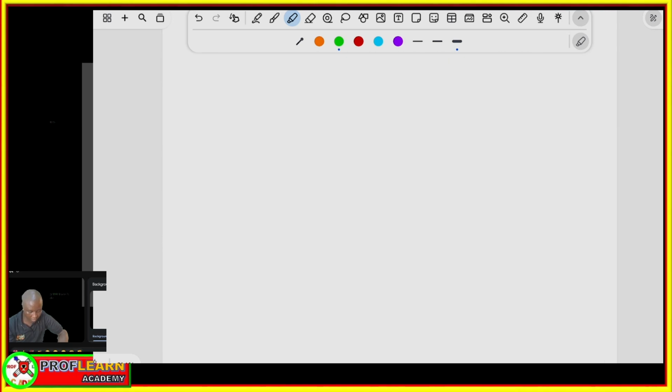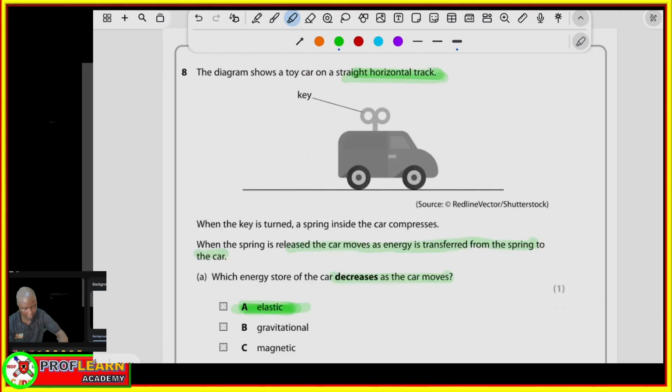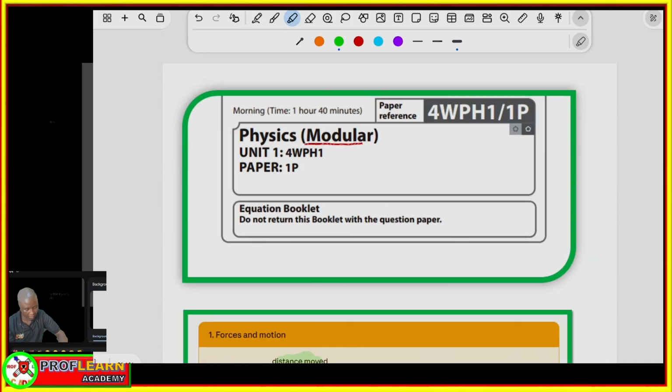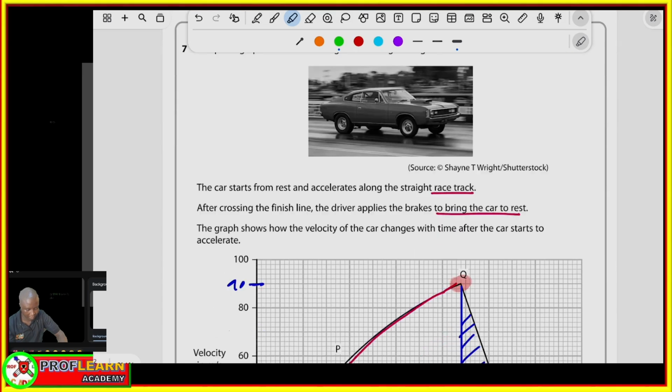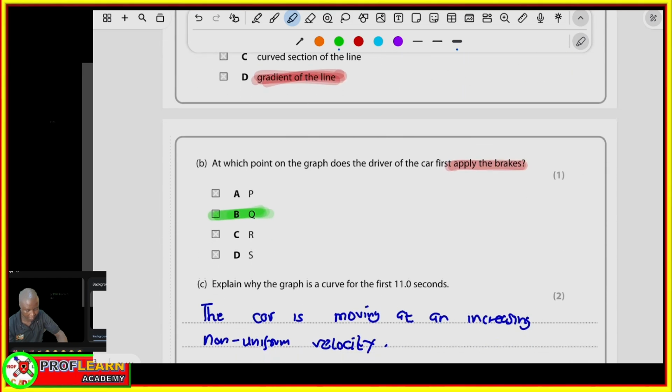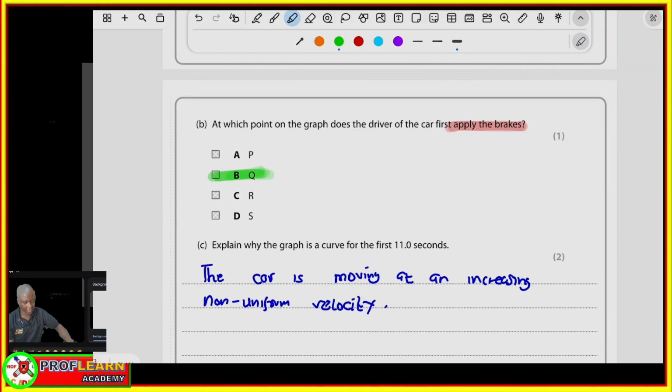Let's look at another here. Right, so I think I need to add an extra question on that.